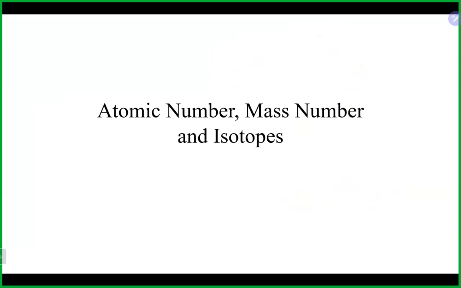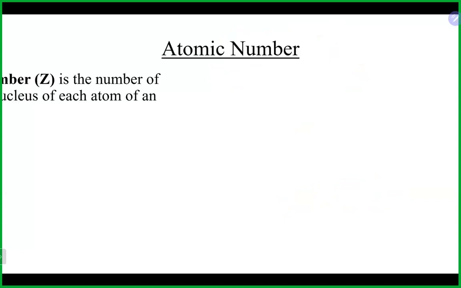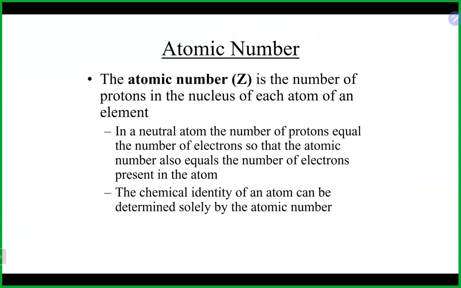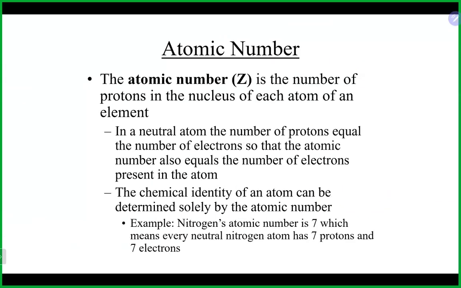So let's talk about some properties of the atom. This helps us understand that as well. And that is atomic number, mass number, and isotopes. We will start with atomic number. The atomic number is abbreviated sometimes as a Z. And the definition of the atomic number is the number of protons there are in an atom of an element.